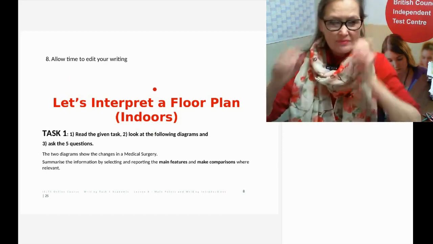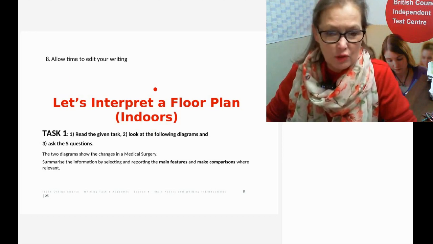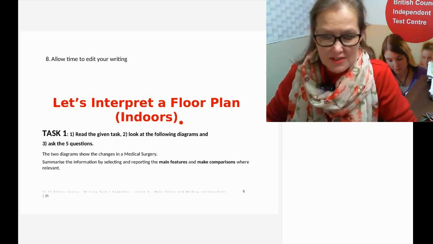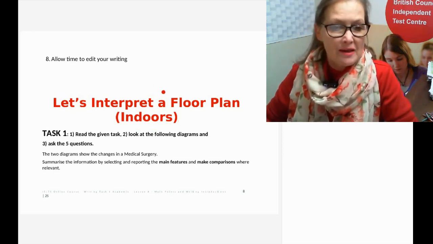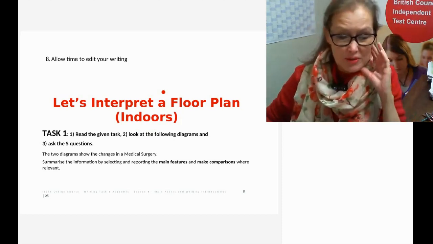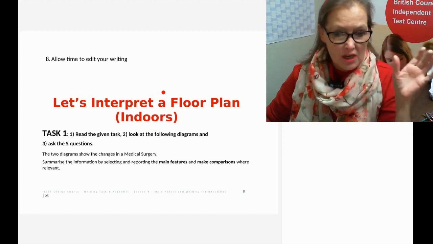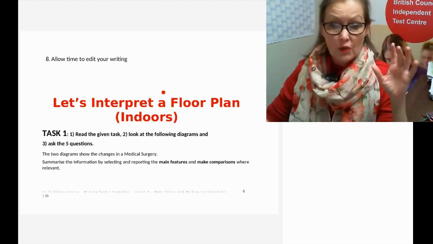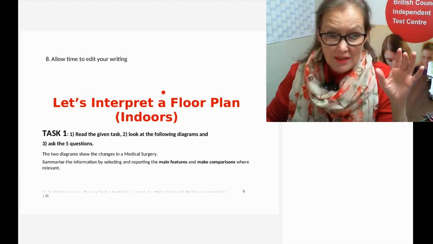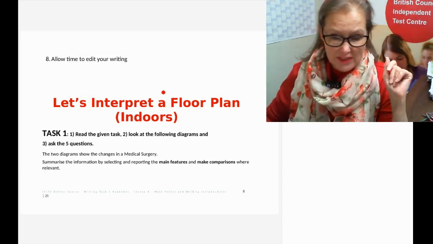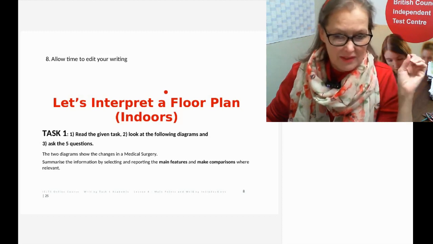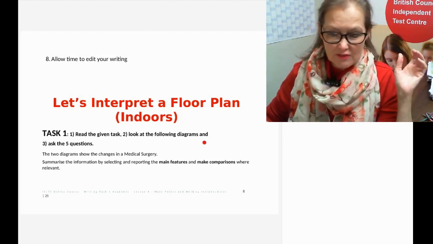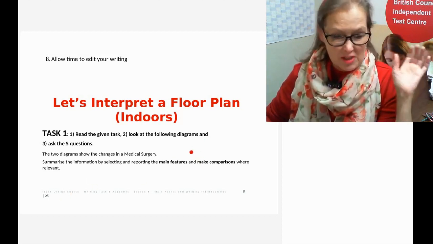All right. So let's have a look at a floor plan, and it should in fact be on the same page. I tried so hard. Let's have a look at interpreting a floor plan, and there's our task. Now, task number 1, read the given task, look at the diagram, and ask the 5 questions. So we'll just read this. Unfortunately, the map's not on the same page, but just make a note of that.